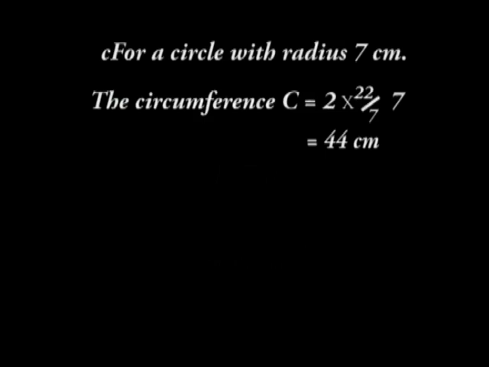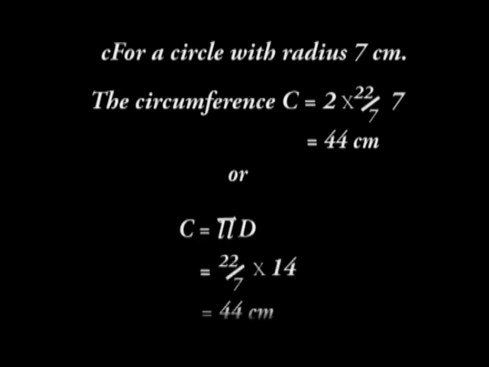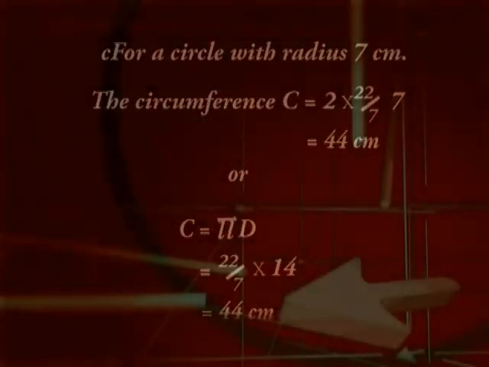Example, for a circle with radius 7 centimeters, the circumference C is equal to 2 times 22/7 times 7, which is 44 centimeters, or circumference is equal to pi d, which is 22/7 times 14, which again gives us 44. If the circle is a fraction, then the circumference is multiplied by the fraction.